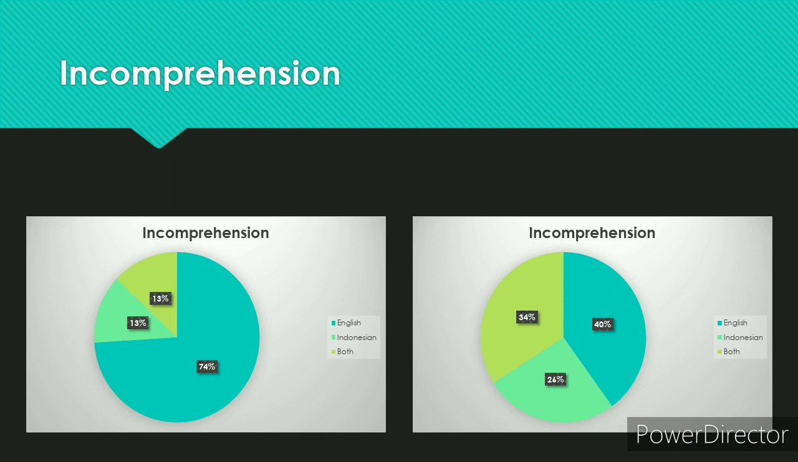So the population old population has an incomprehension rate for English about 40%, for both languages 34%, and for the Indonesian language 26%. So as we can see, the incomprehension rate for English is higher in population new rather than in population old. This is because of fluency, time of stay, and other factors that I will get to after this.